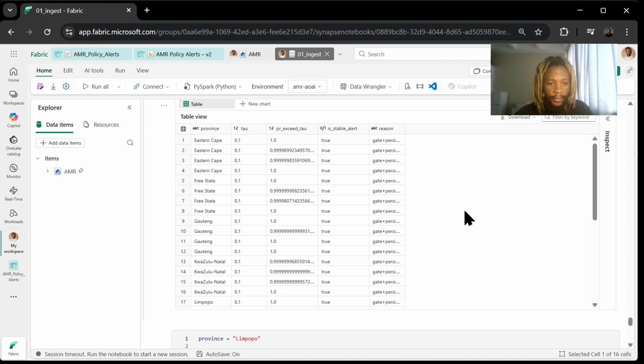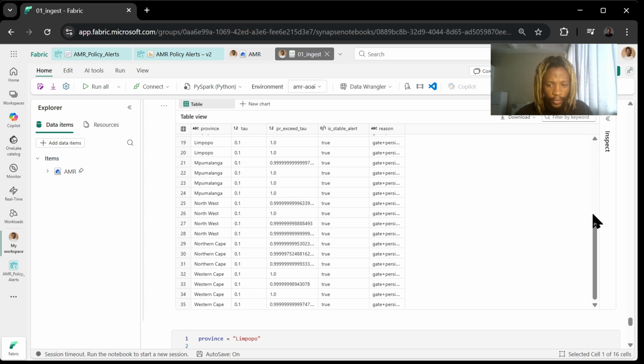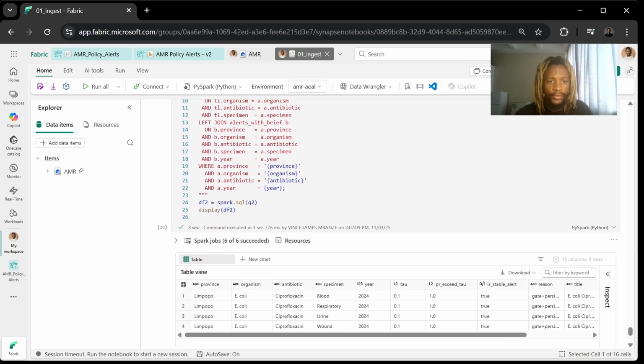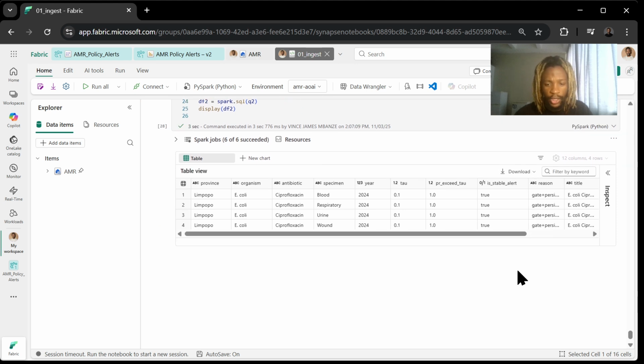Moving into Limpopo, zooming into a specific province, we see the same measures by specimen: blood, urine, wound, and so on. If a narrative exists, we show its title, key bullets, and an SMS length summary. If not, we just show the verified facts, but never made up or generated text.